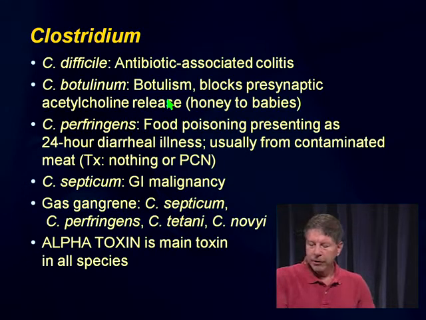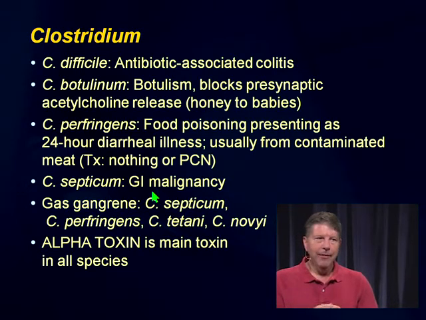Clostridium perfringens, this is just a food poisoning thing, kind of like Staph aureus food poisoning, where you can get a diarrheal-like illness, usually from contaminated meat. And then this is more for the adult. People see septicum, you get worried about the GI malignancy associated with that. And then gas gangrene, if they have that, it commonly is due to one of these Clostridium. And the main toxin for all these is an alpha toxin.